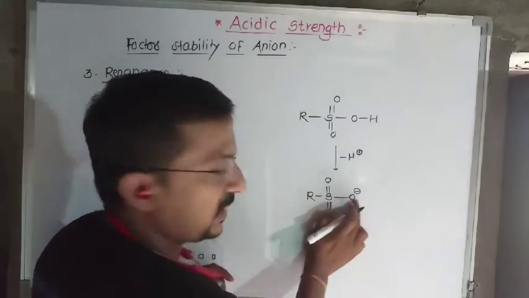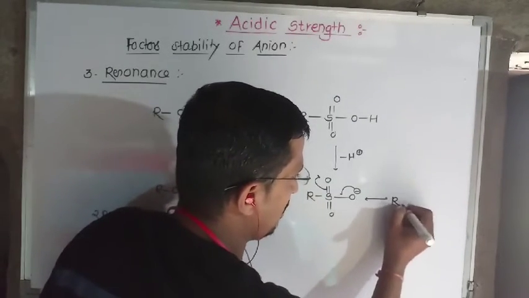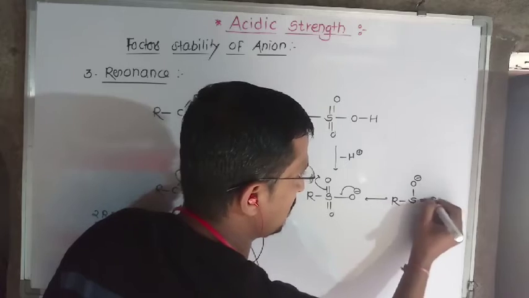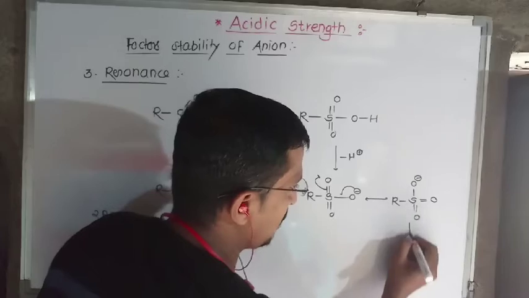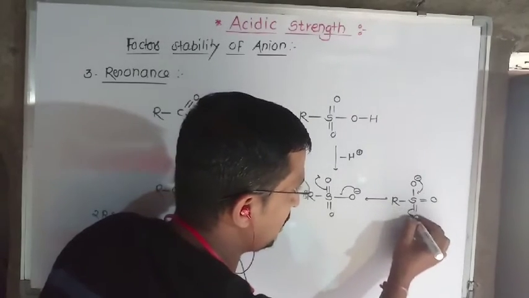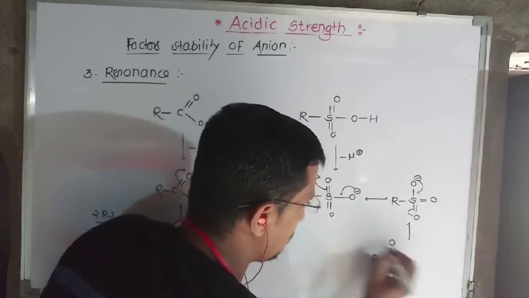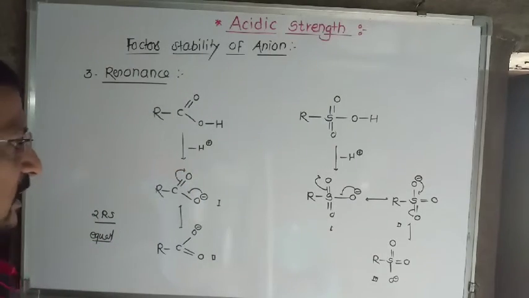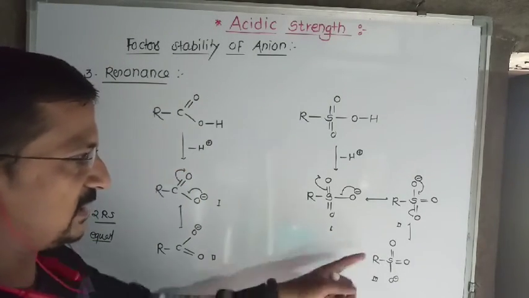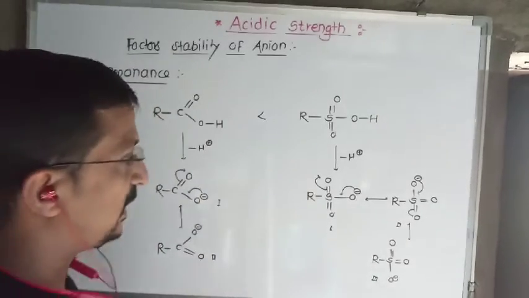Now in the sulfonic acid case, A double bond B, C has a negative charge, so there is resonance. R dash S, single bond oxygen, double bond oxygen is one structure. One more structure I would like to write here: the charge comes here and goes down, R dash S, single bond oxygen, double bond oxygen. So there are three resonating structures. As there are three resonating structures, it is more stable.